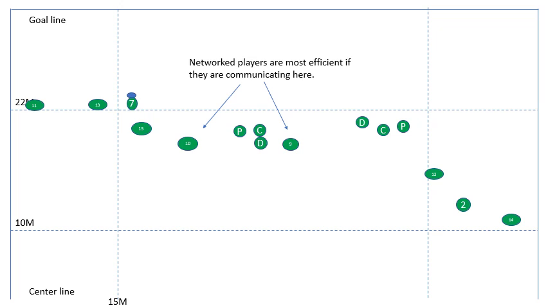Again, the number 10 and the number 9 have got to be communicating all the time. Unless they're the restart player, the number 10 is typically calling which direction that ball is going to come out of the restart, out of the ruck.